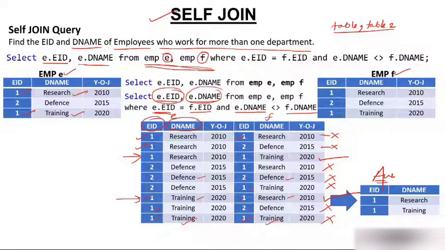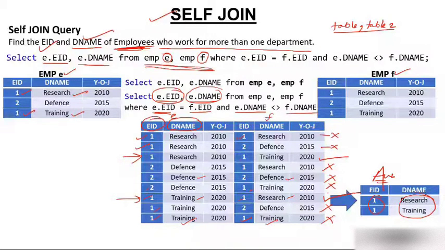So what was the query? Find the employee ID and department name from employees who work for more than one department. So this is the answer. Employee ID 1 is working with more than one department, that is research and training. So this was all theoretical.